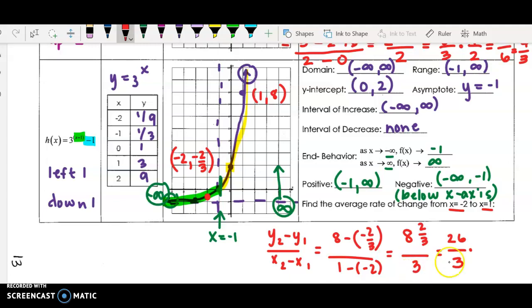Dividing by 3 is the same as multiplying by 1/3. This gives me 26 over 9. That is a weird rate of change, but that's the rate of change between the points where x equals -2 and x equals +1.